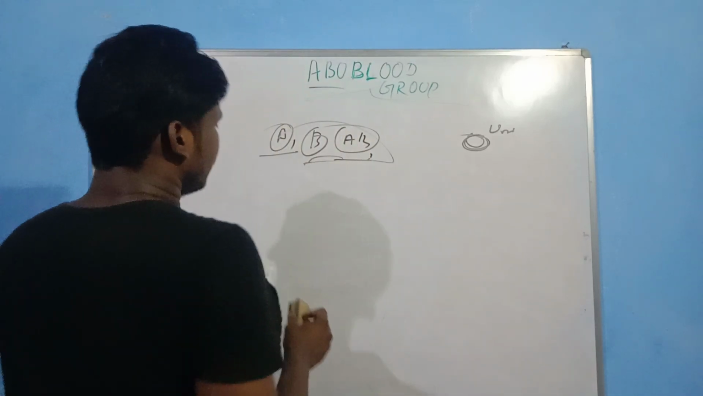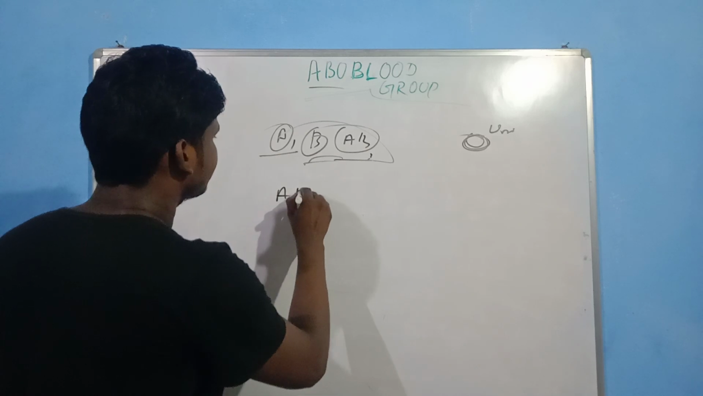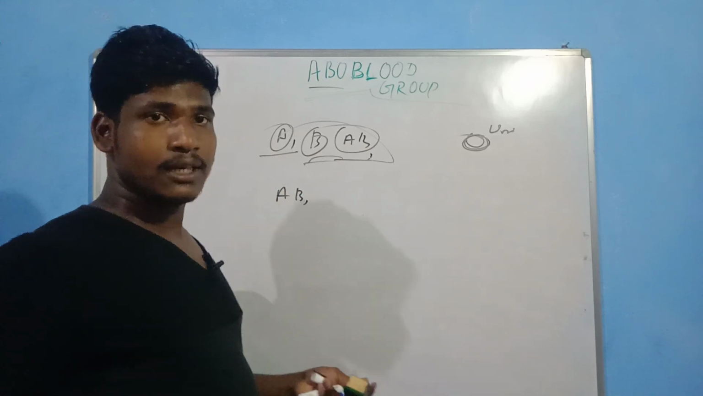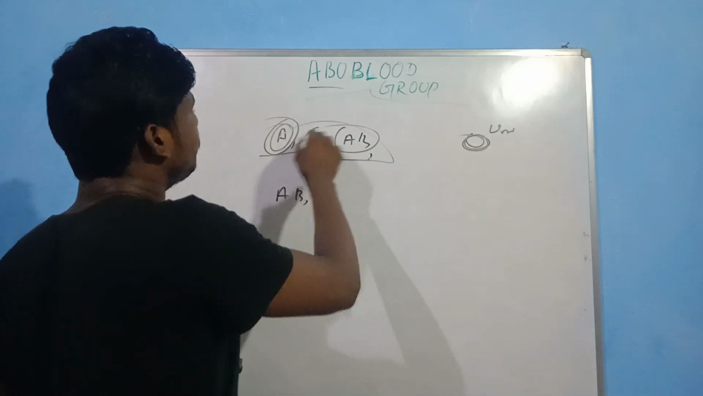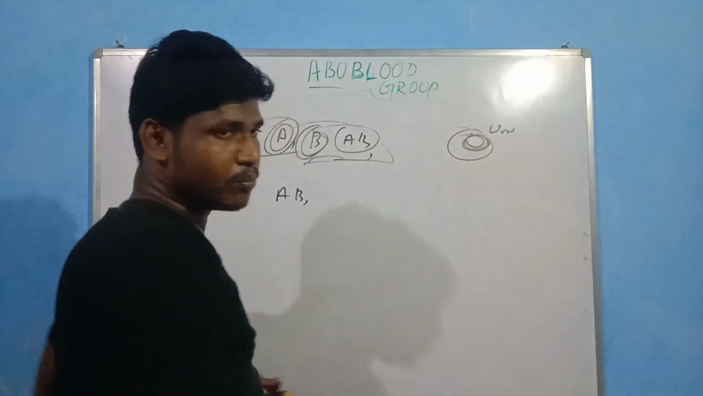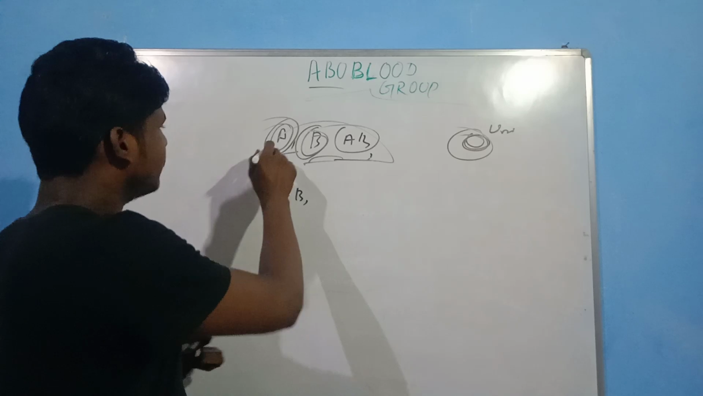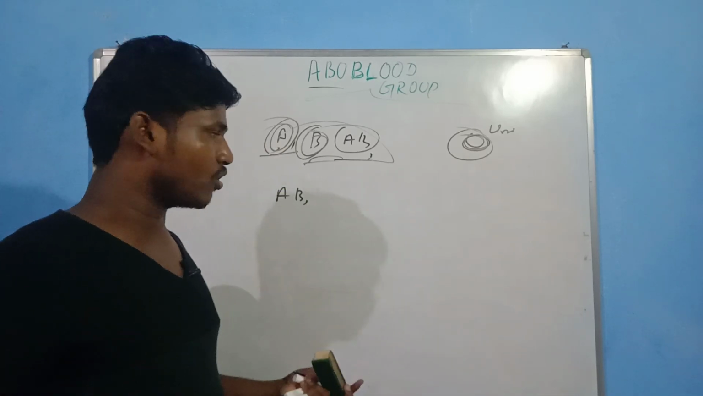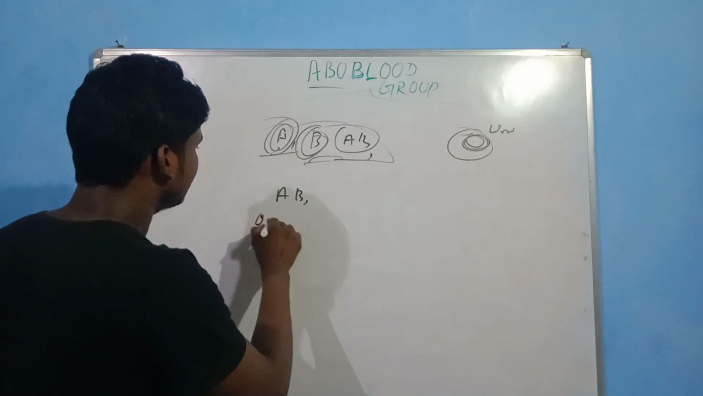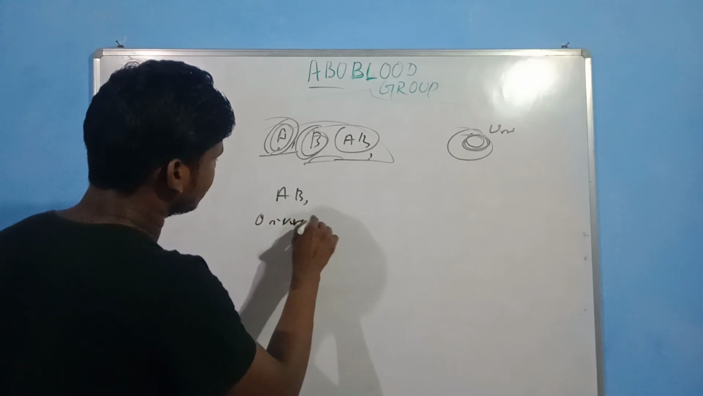But the AB blood group can receive from A blood group, B blood group, AB blood group or O blood group. It is called the universal recipient.